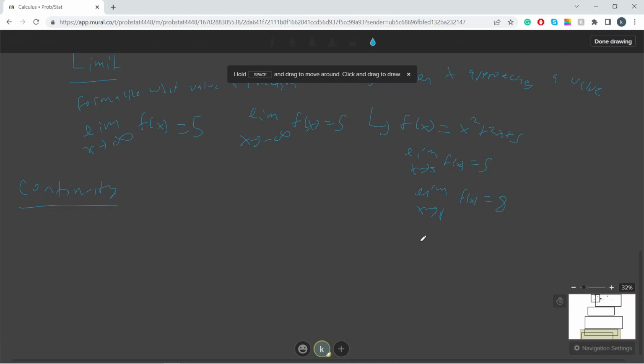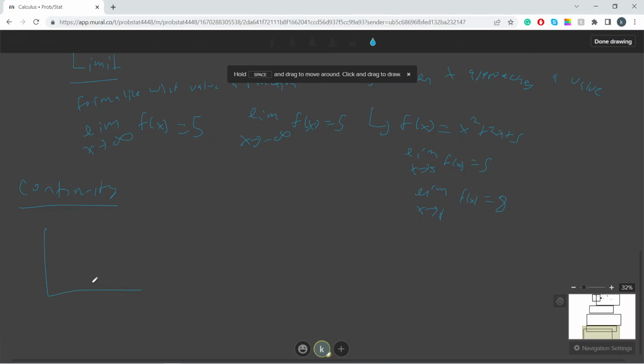And you can even convince yourself, by drawing the graph and seeing intuitively that the function is approaching these values. So that's one way of graphically showing it. But let's go into continuity. That kind of motivates the topic perfectly. So in continuity, what do we have?